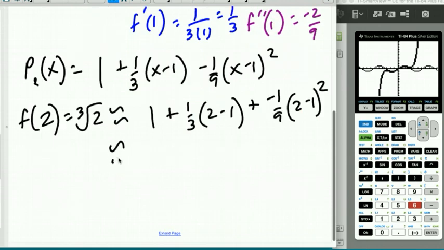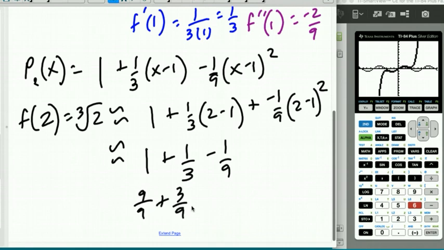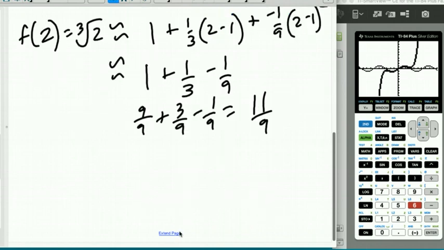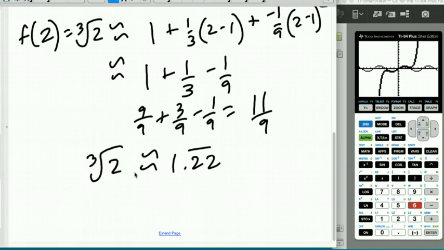So it's approximately 1 plus 1/3 minus 1/9. If I get everybody into one nice happy fraction, this is 9/9 plus 3/9 minus 1/9, which is 11/9, or 1.22 repeating, right? That's what 11/9 would come out to be. So the cube root of 2 is approximately 1.22 repeating. And we can actually see what happens if we do that, right?